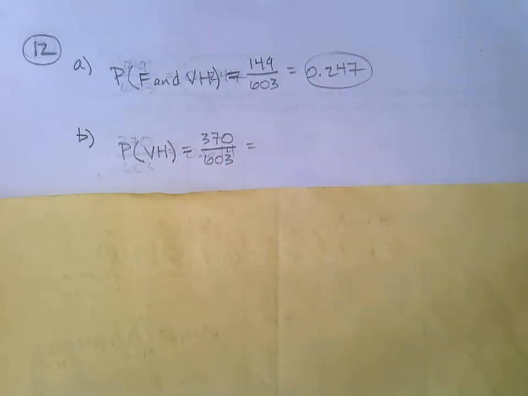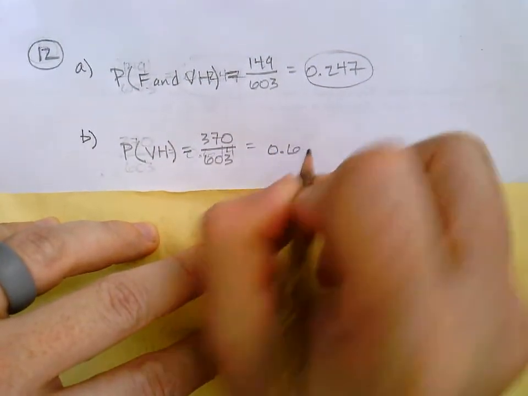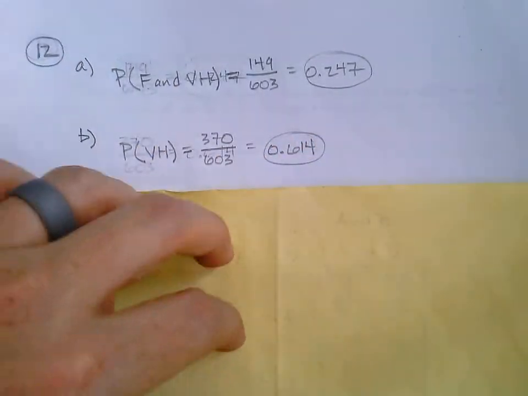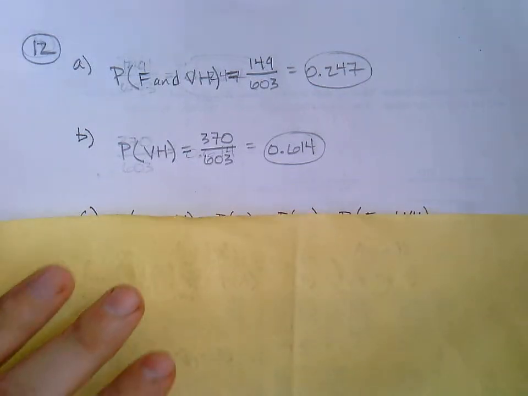So 370 divided by 603, 0.614. How many very happy people in this survey? 370 out of 603. Okay. In part C, we get to the or. What is the probability that a married person is female or very happy?